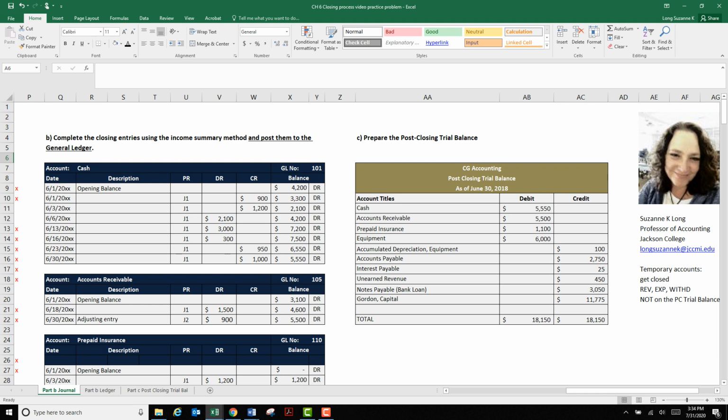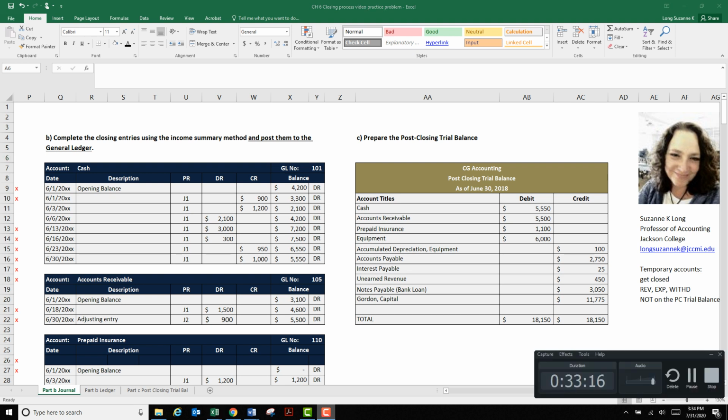And then these balances will take us from June 30th to July 1st, and we'll start the whole thing all over again for July. All right, very nice. Good work.